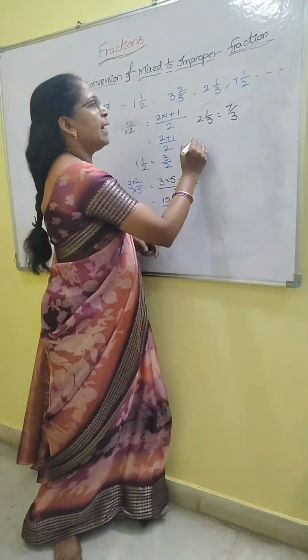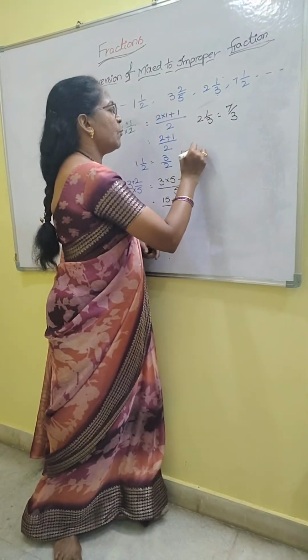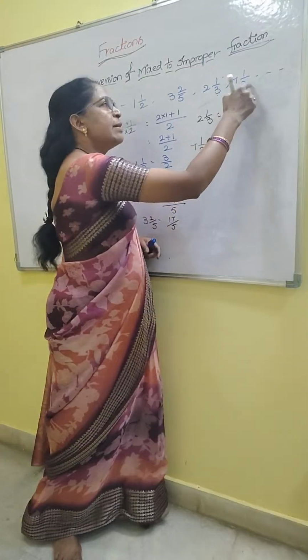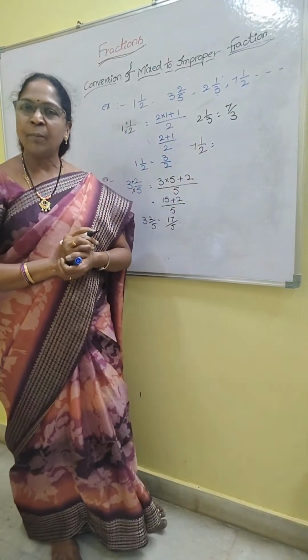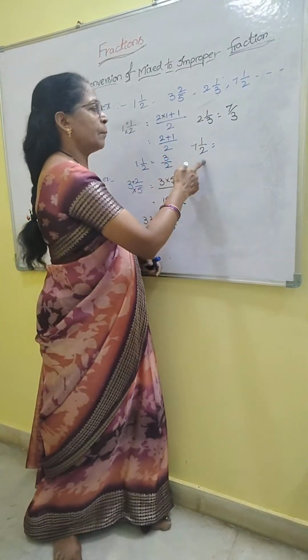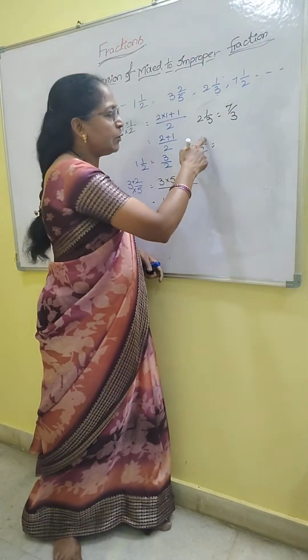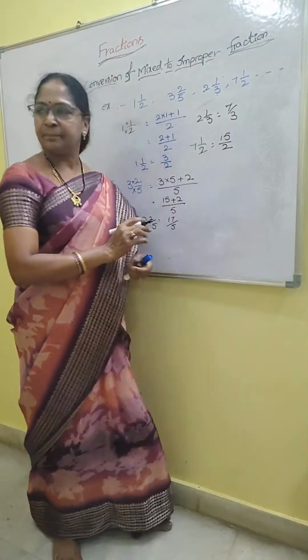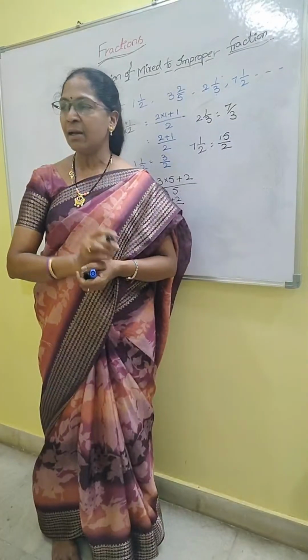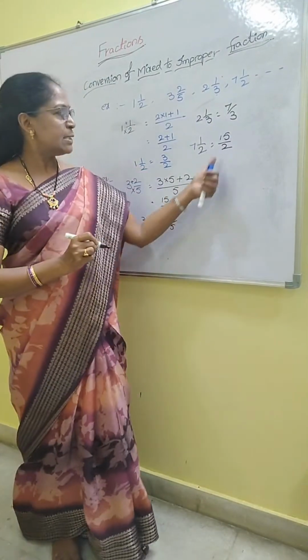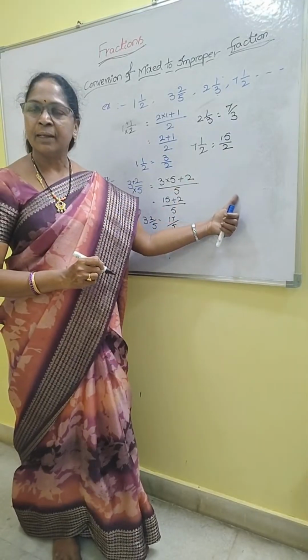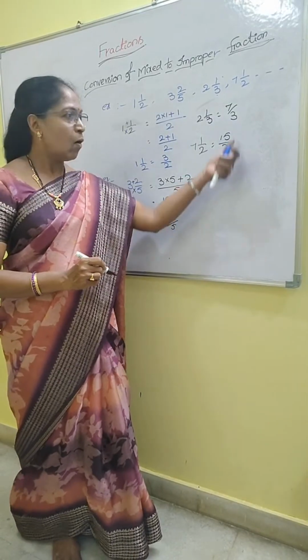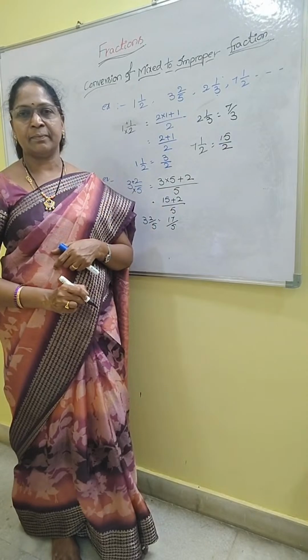So, like this, one more is 7 1 by 2. Next example is 7 1 by 2. How can you say? 7 2s are 14, 14 plus 1 equals 15 by 2. What is the answer? 15 by 2. This is the right answer. Is it clear? Or any more doubts?